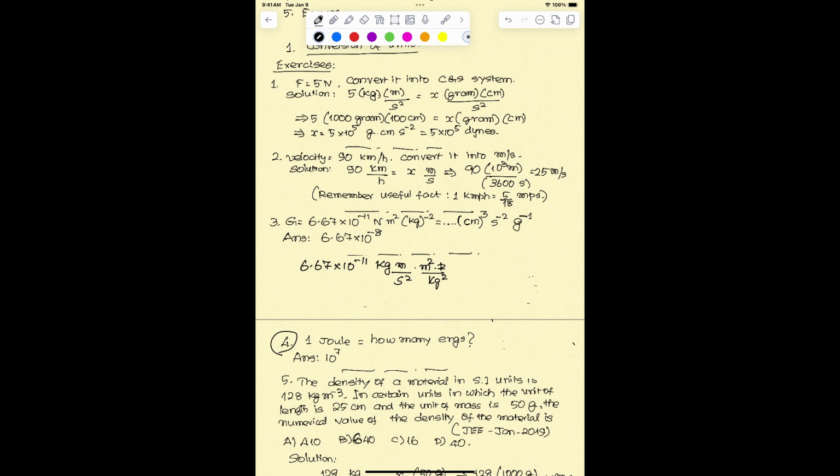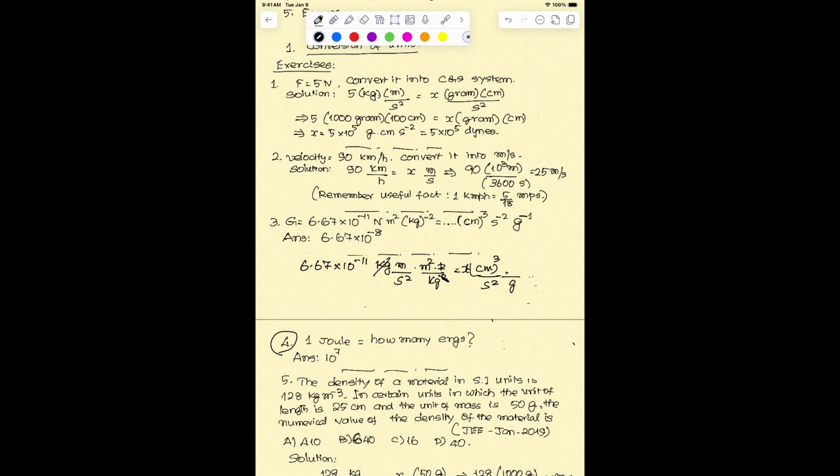Now we write this as x centimeter cube per second squared per gram, where x is to be found out. Of course, because of the kg and kg squared below, it gets converted into gram. Now as usual, we have to find x by cancelling out the units on the left and right hand side.